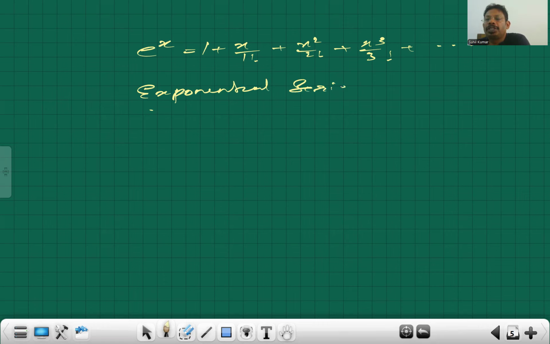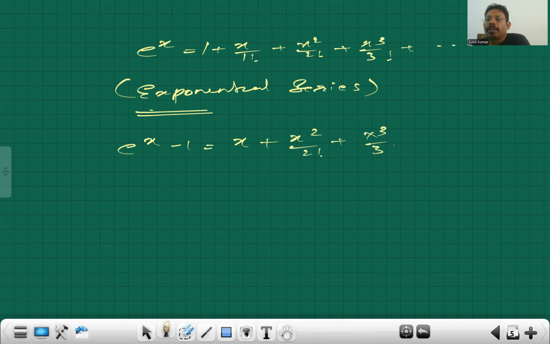Exponential series. E raised to x in series form. Exponential series is this one. So the advantage is that e raised to x minus 1 is, I am taking this 1 to the LHS, x by 1 factorial, which is x only, x square by 2 factorial, x cube by 3 factorial. That way it will move.